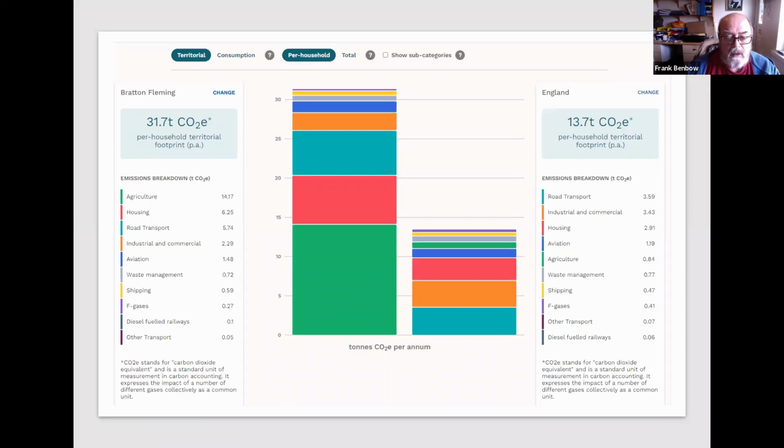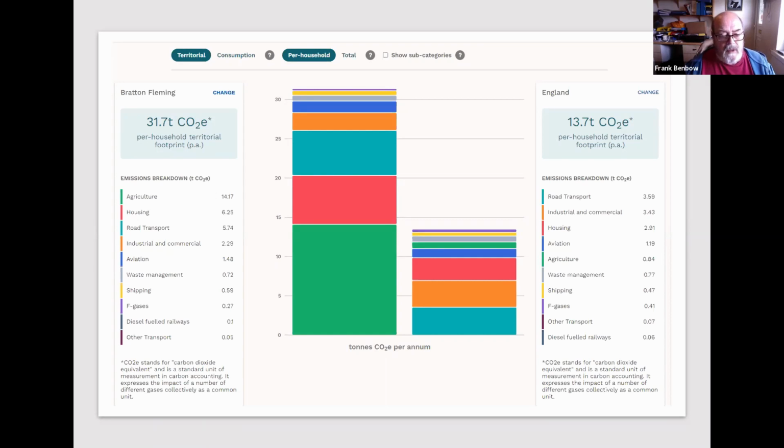Housing, I'm comparing this with the national average. Now, our housing emissions are far greater than the national average. And that could well be because we're off the gas grid. So we're using fuels like LPG, oil, and electricity to heat our homes. And certainly with oil and LPG, their CO2 emissions per kilowatt hour are far greater than natural gas.